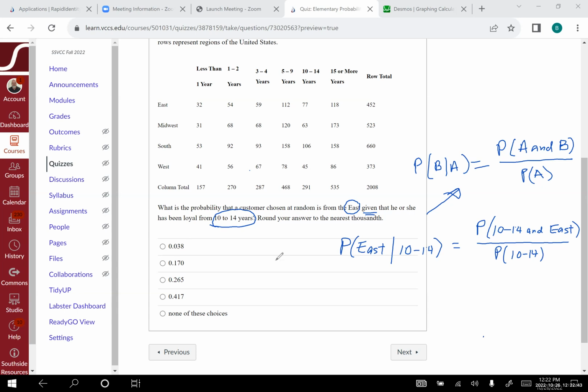Oh, no, I didn't. I did the probability of east. Okay. Oops, that's my bad. Probability, let me see. Yeah, 10 to 14 is second, so that's your A. Yeah, that comes on the bottom. I can do it again with that.